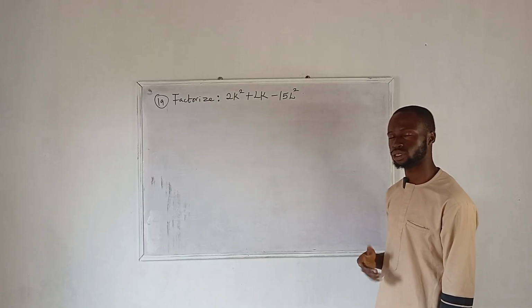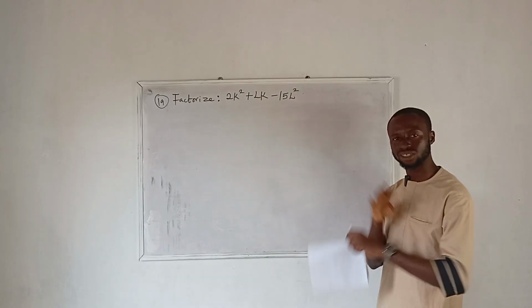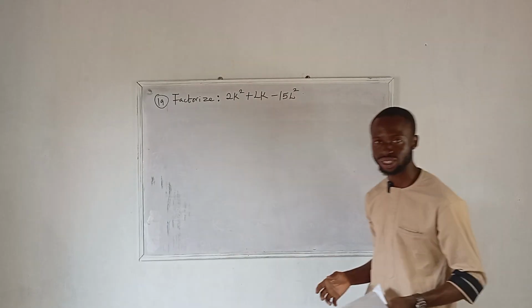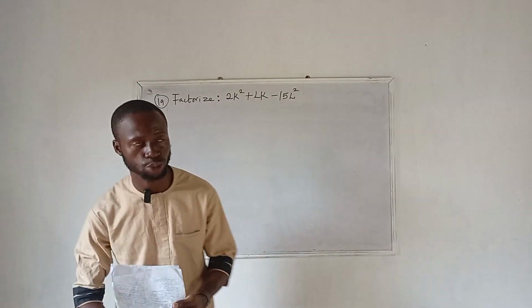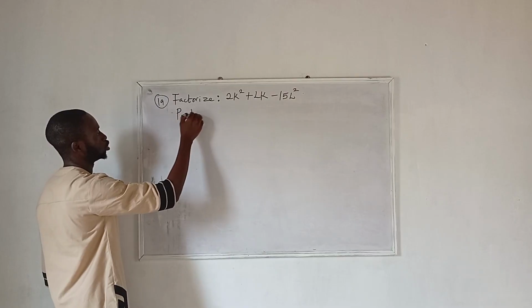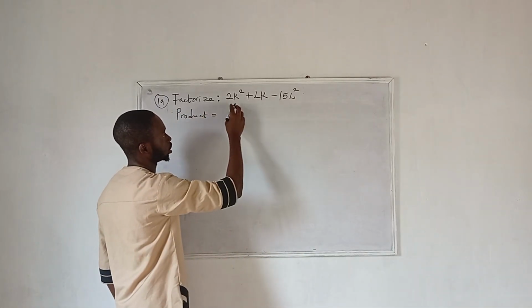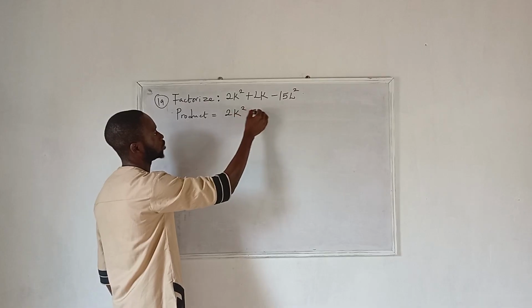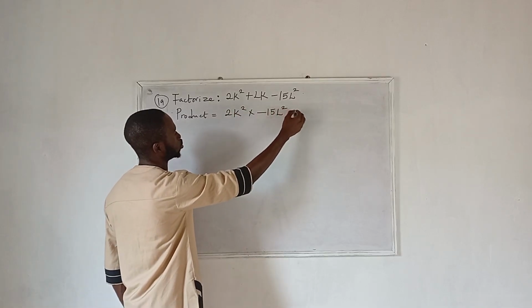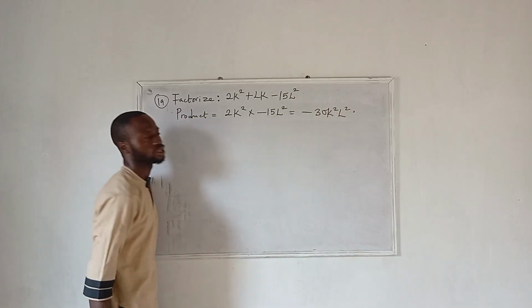And how do we solve it? You notice that it doesn't have two variables, square, square, and all of that. It's still the same process of factorization of quadratic equations or expressions. So if we want to factorize that, first off, write out your products. Now, what that product basically means is that you're multiplying this and this together. You have 2k squared multiplied by minus 15l squared, and that will give us minus 30k squared l squared.